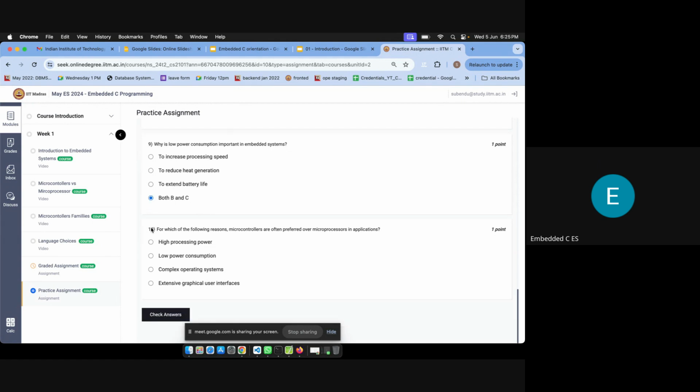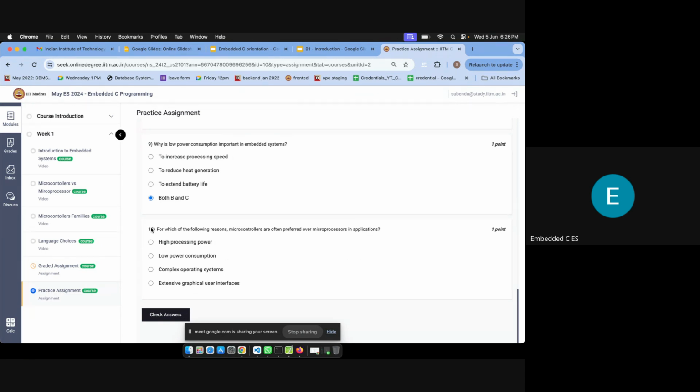Question number 10: which of the following reasons make microcontrollers often preferable over microprocessors in applications? So you have to choose which of the following reasons make a controller preferable over a microprocessor. The first is high processing power.